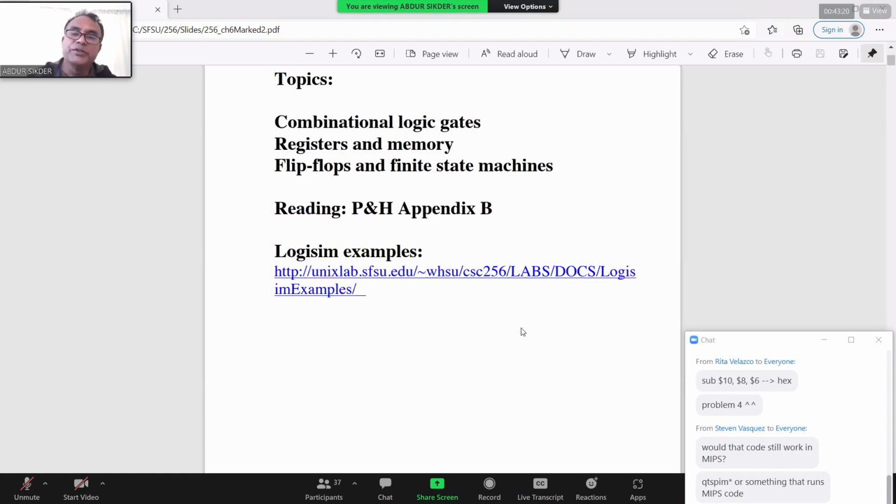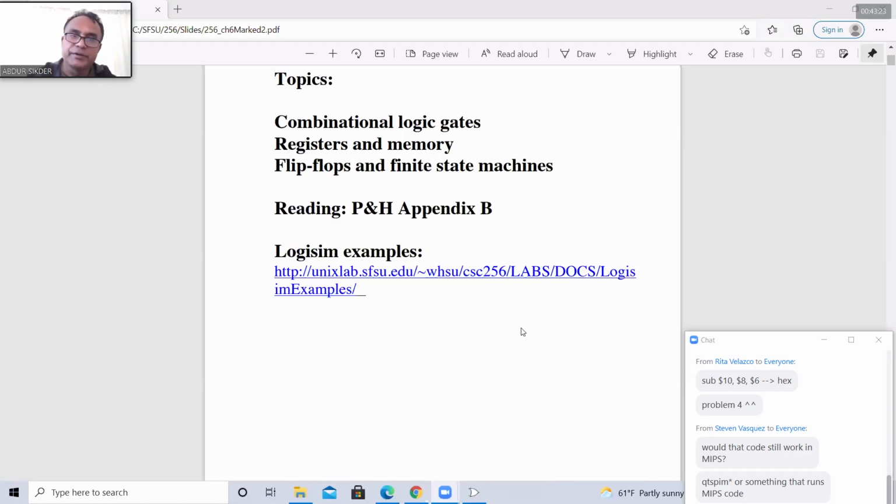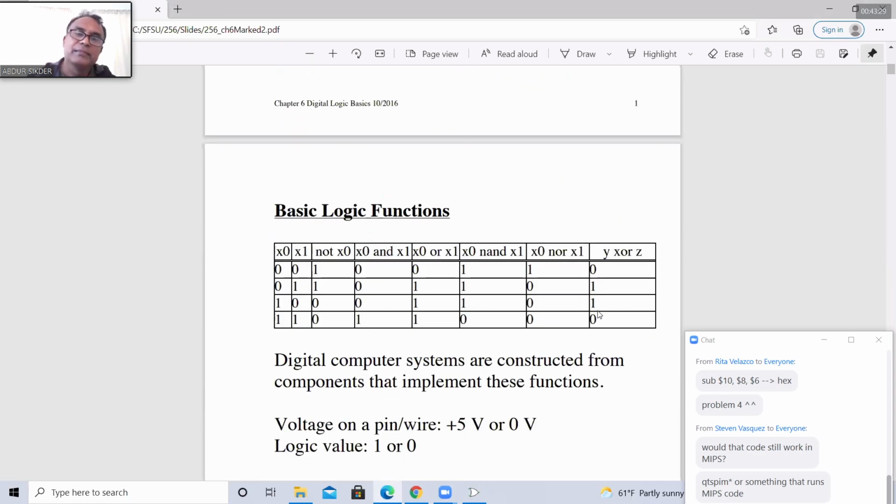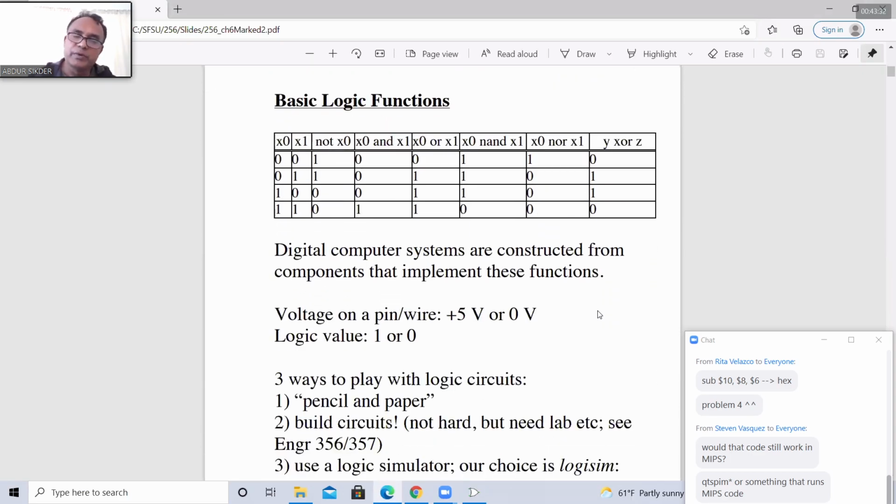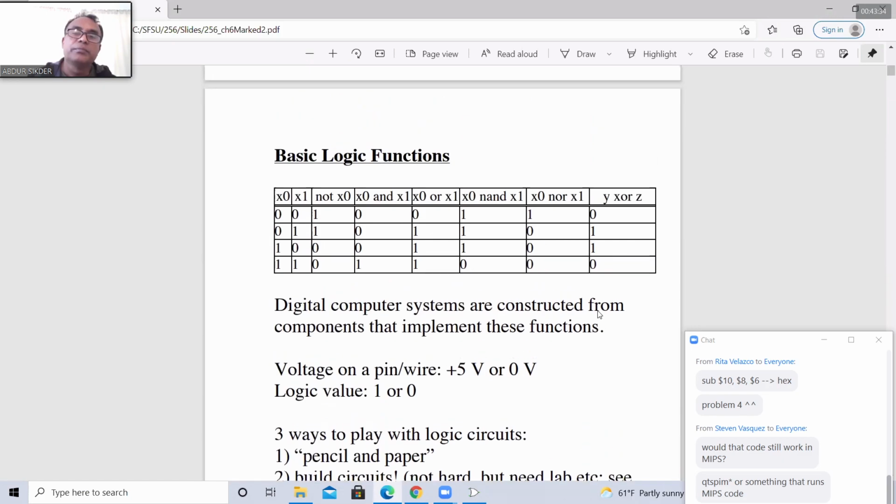The combinational logic gates, register and the memory, flip-flop stuff. You may have one question from this, the logic gate. You need to know NOT, AND, OR, NAND, NOR, XOR. You need to remember the output: if you have this input, what is the output for those combinations?